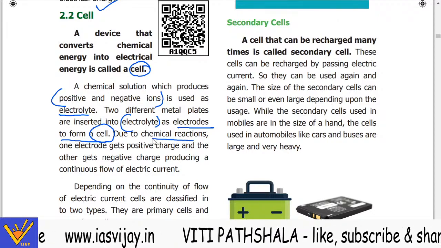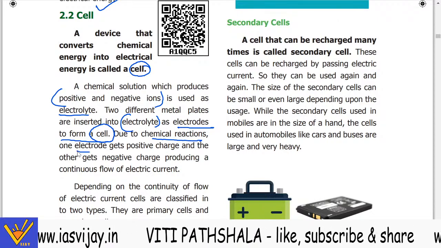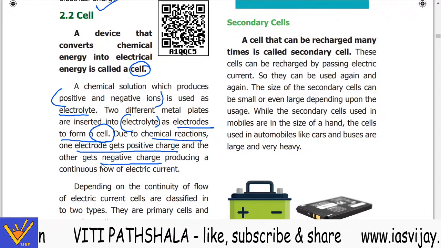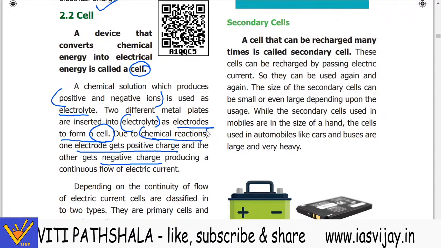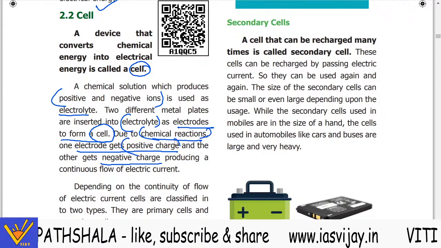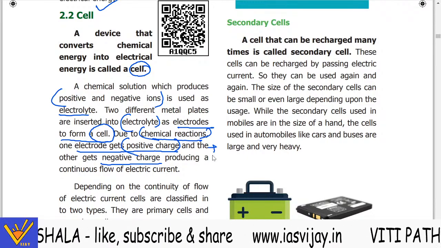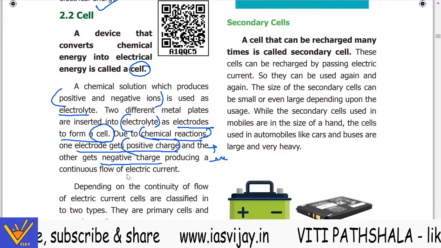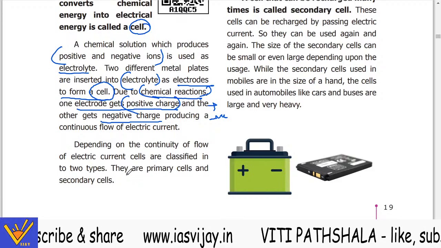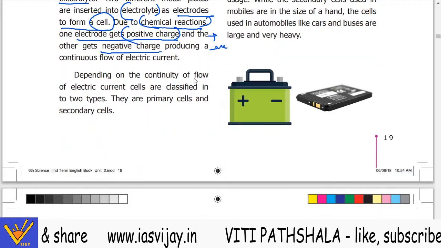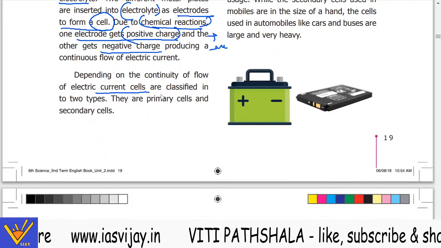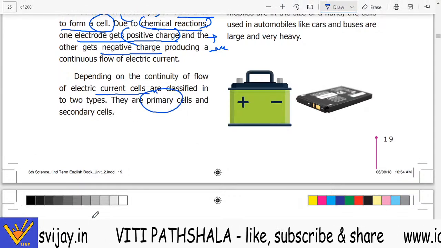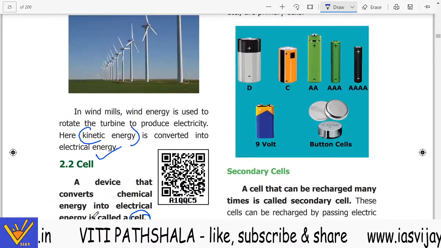Now, due to the chemical reaction, one electrode gets the positive charge and the other gets the negative charge, producing a continuous flow of the electric current. Now, depending upon the continuity of the flow of the electric current, cells are classified into two. Some are the primary and some are your secondary cells.